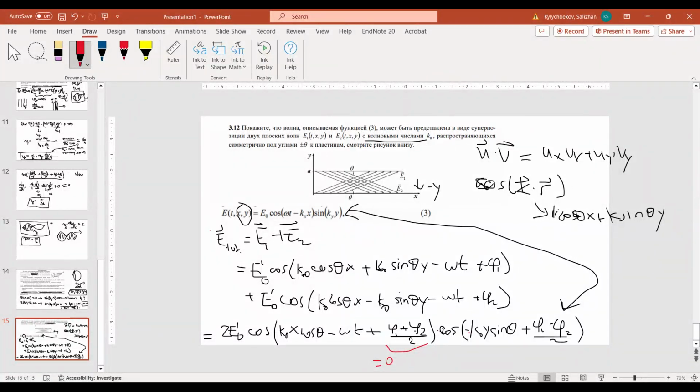The second one is also dependent on y only, and this one should also be 0. It's interesting, both of them should be 0. So this term is again 0. So you have two equations for finding the phases, and the two of them should be 0 as well.